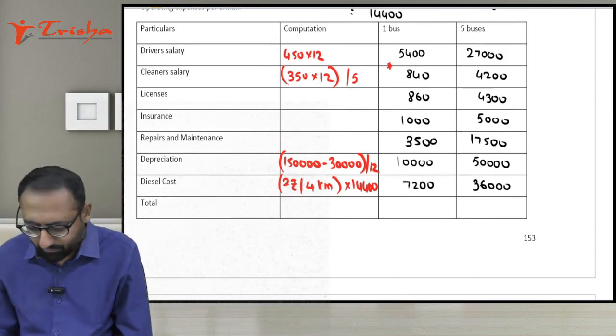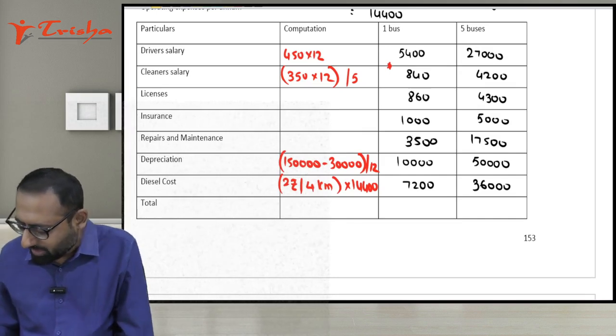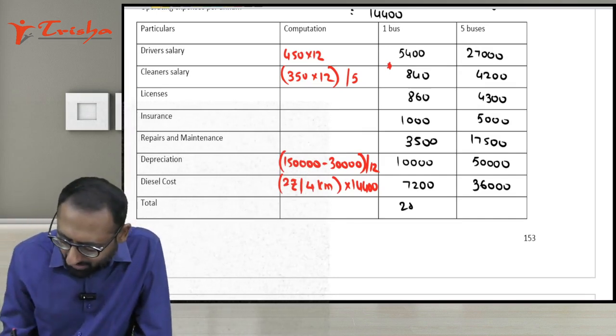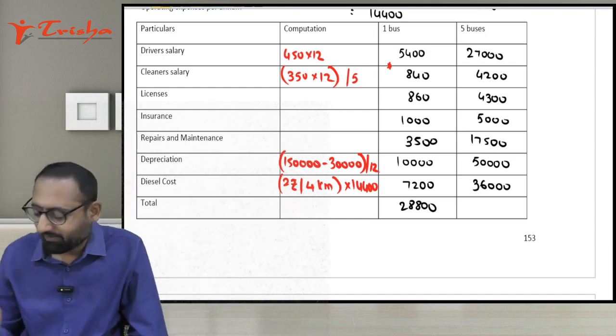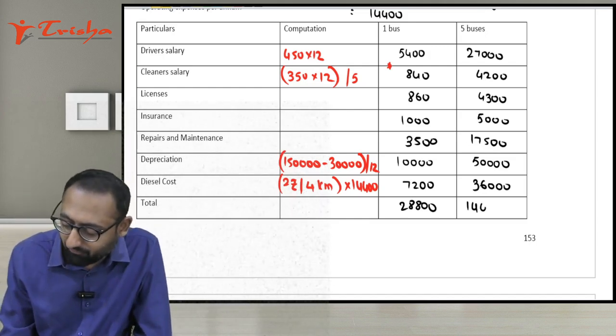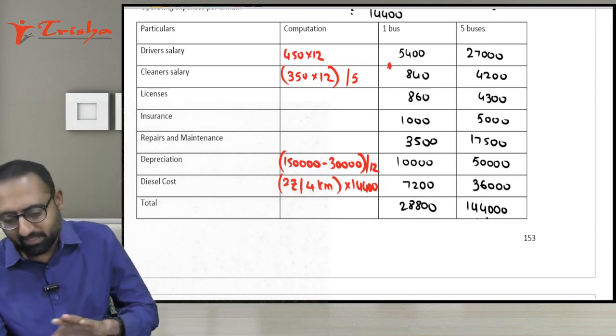So 5,400 plus 840 plus 860 plus 1,000 plus 3,500 plus 10,000 plus 7,200. Guys, boys and girls, 28,800 is the cost to operate one bus in a year. Multiplied by five buses, the cost will be 1,44,000. I hope this point is clear to every one of you, and that explanation is also clear.